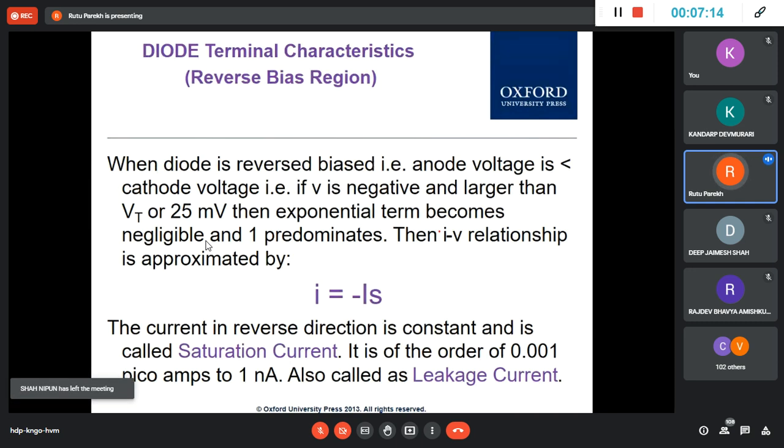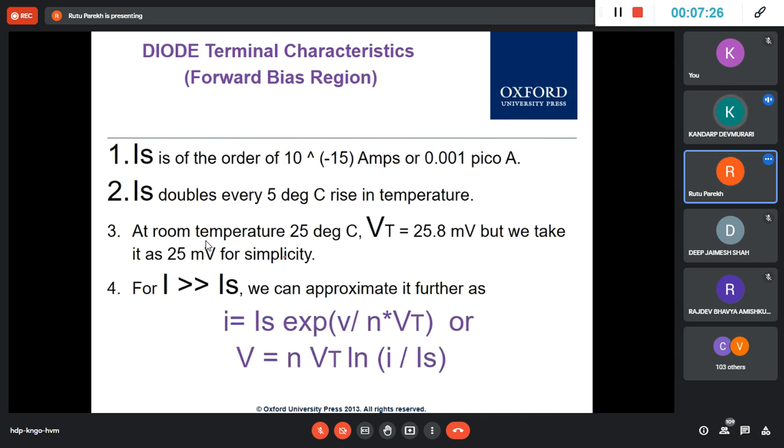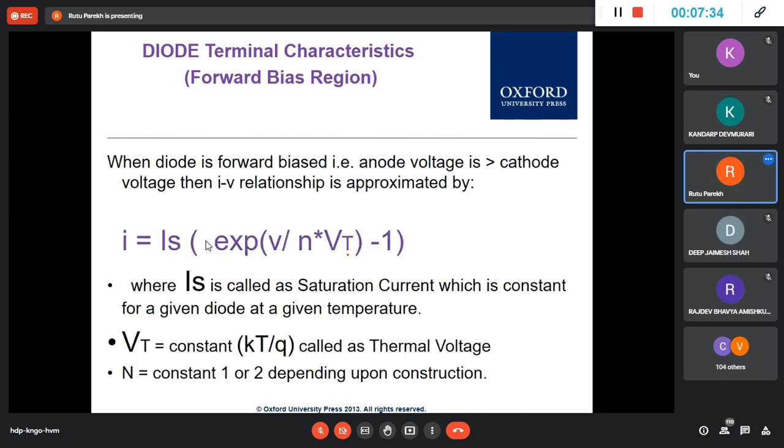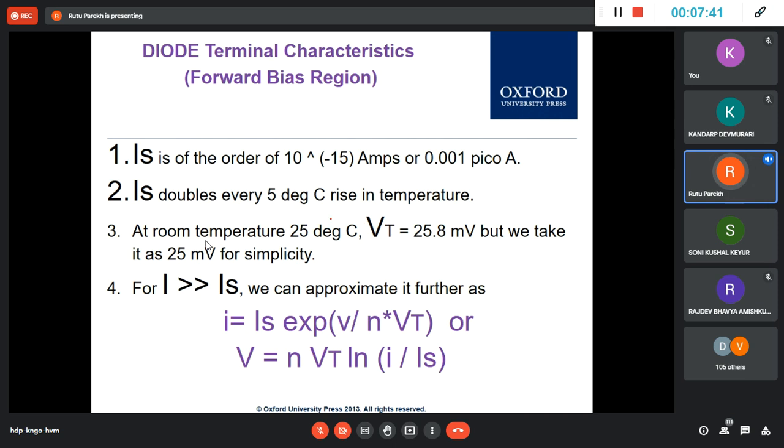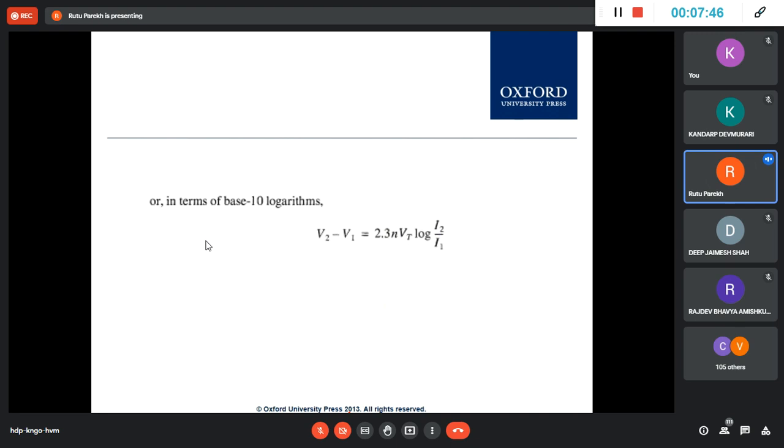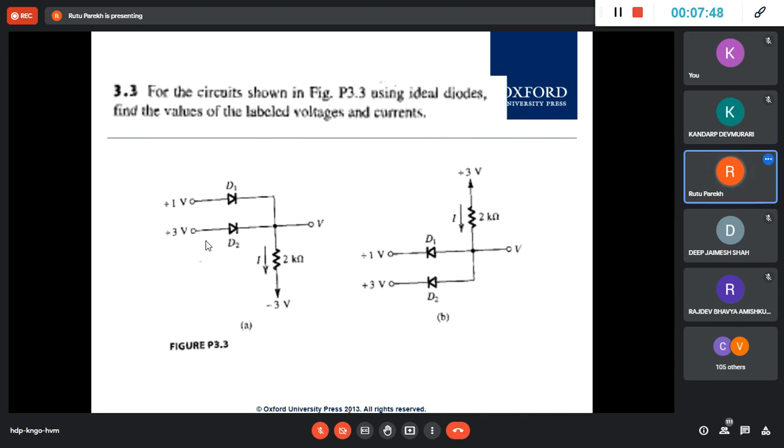So if V is negative and larger than VT, so VT is what? What is VT here? We had seen. Anybody remembers what is VT? Thermal voltage. Thermal voltage, and it is given by kT upon q. And at room temperature, 25 degrees centigrade, you will get 25.8 millivolt. Okay, so that is that VT.